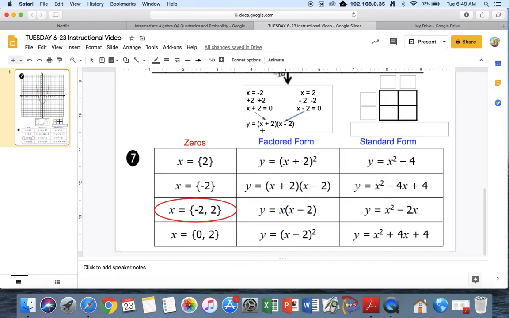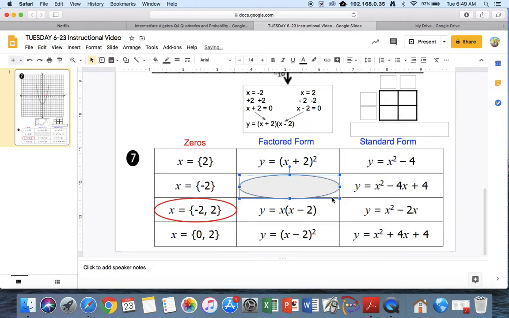So circle, which one looks like this? Well, it's this one right here. So I'm going to circle over it, unfill it, change to blue, and maybe make it a little thicker.